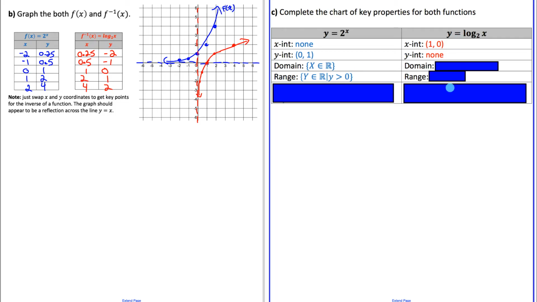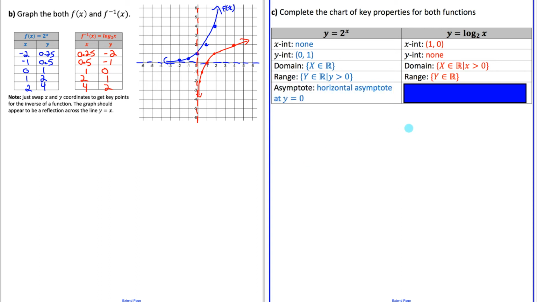The inverse function, remember inverse functions have their x's and y's swapped. So instead of having x any real number, the range is y can be any real number. And instead of the range having to be y greater than 0, the domain is x is greater than 0. Look at the red function, it only exists for x values bigger than 0. And like I was talking about asymptotes before, the exponential function has an asymptote at y equals 0. That means that the inverse, the logarithmic function, has a vertical asymptote at x equals 0.